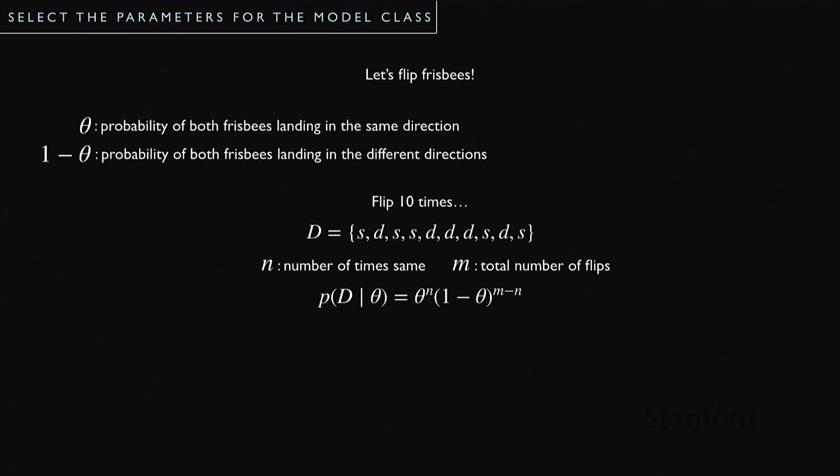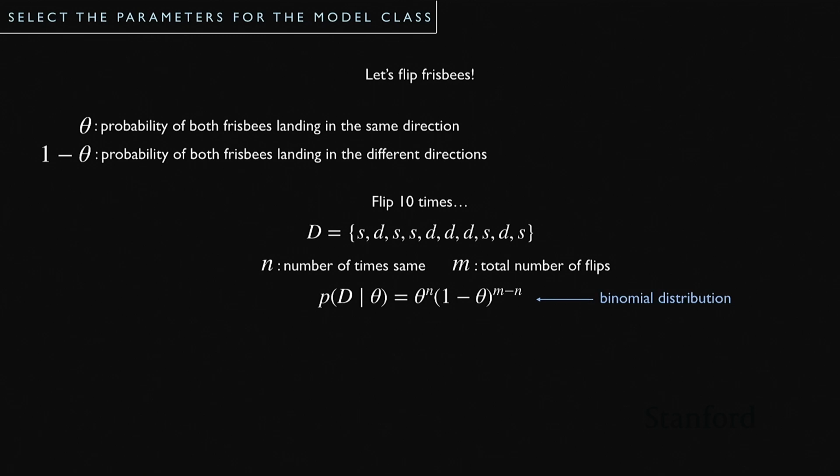So then if we want to compute P(D | theta), that's going to be theta to the n. Theta is the probability that they landed in the same direction once. The probability that happened n times is theta to the n. And then the number of times that they landed in different directions is going to be m minus n. And so 1 minus theta is the probability they land in different directions. So the probability that happens m minus n times is (1 minus theta) to the m minus n.